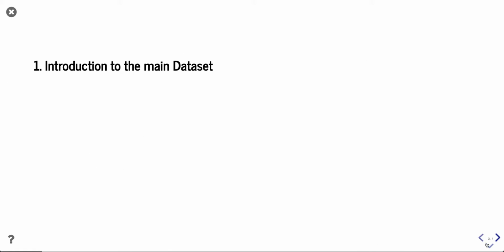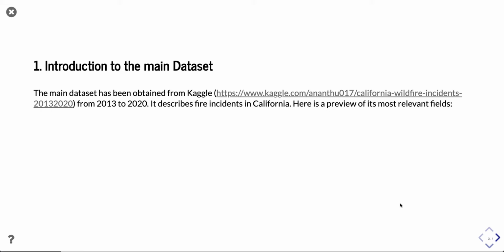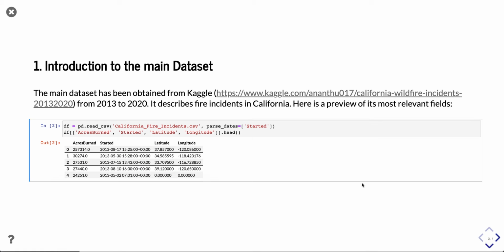Let's begin by importing the main dataset. This is a dataset from Kaggle describing fire incidents in California from 2013 to 2020. These are the most relevant fields. For one, we have the number of acres burned in the fire, the start date of the fire, as well as the position of the fire.